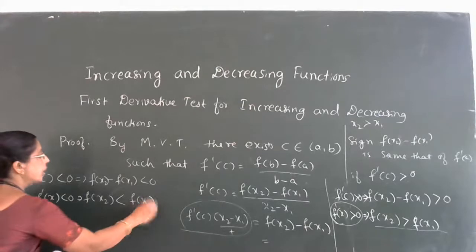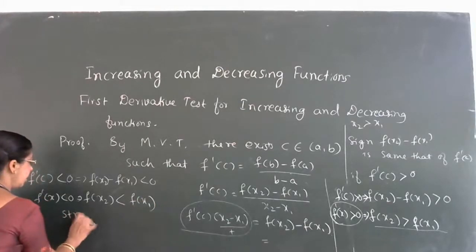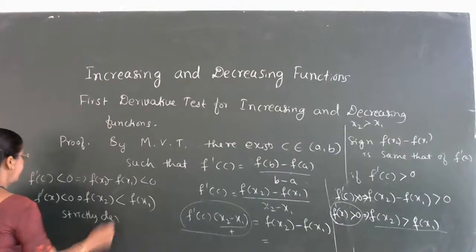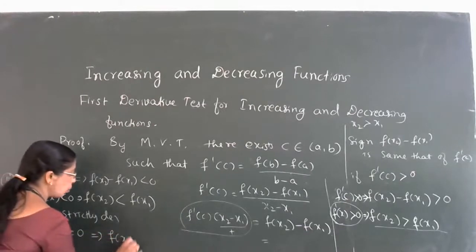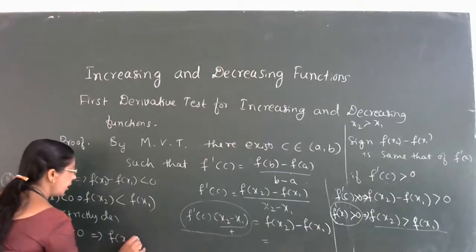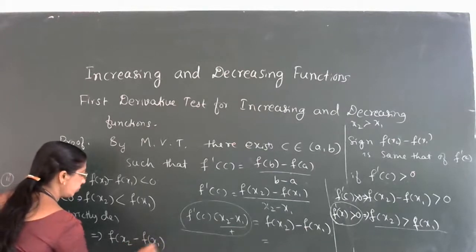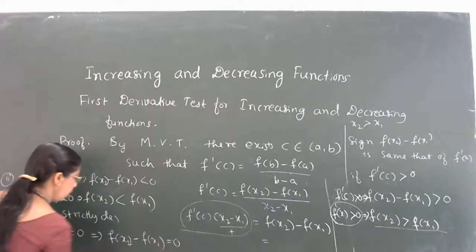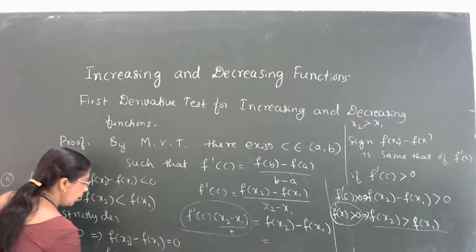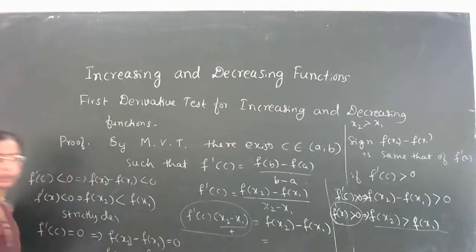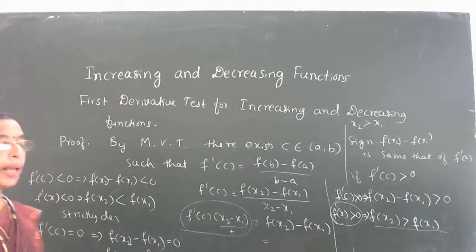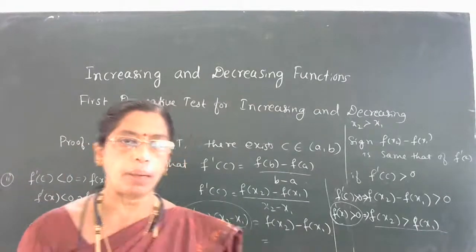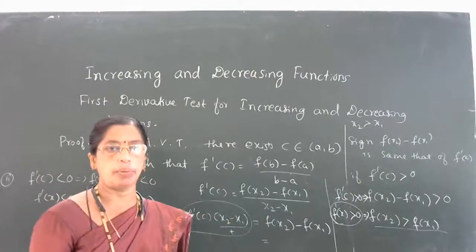The function is here strictly decreasing. In the same way, if f dash c is equal to 0, that implies f of x2 minus f of x1 is equal to 0. It becomes f of x2 is equal to f of x1. The function is constant here. The function is constant when f dash c is equal to 0, the derivative of the function at the given point is 0.